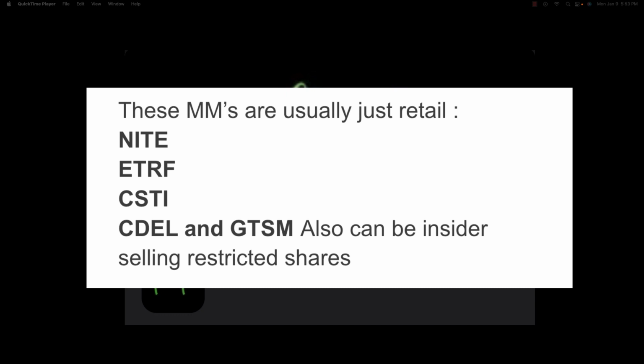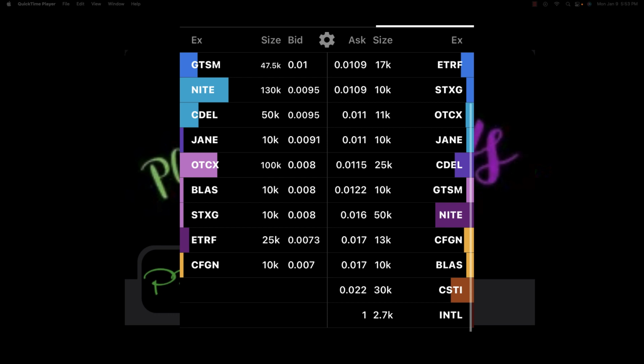So I got 2 examples here for you. In the first picture, you can see on the right is a lot of the diluters that we just talked about. You have STXG, you have Jane, you have CFGN, BLAS.